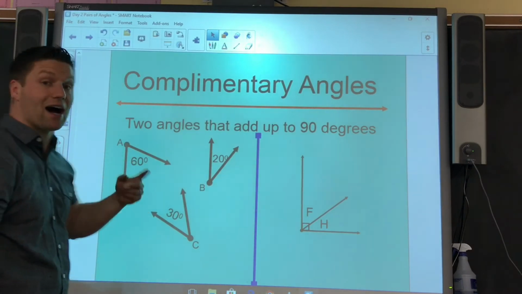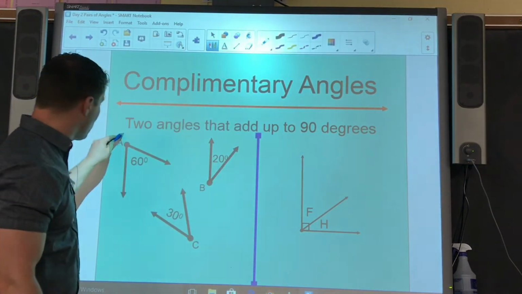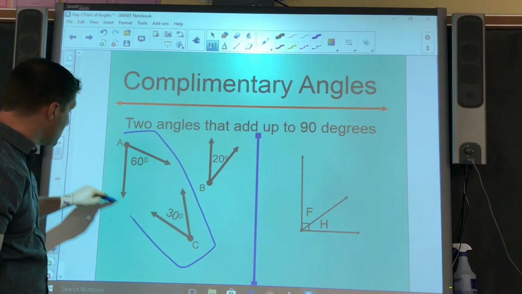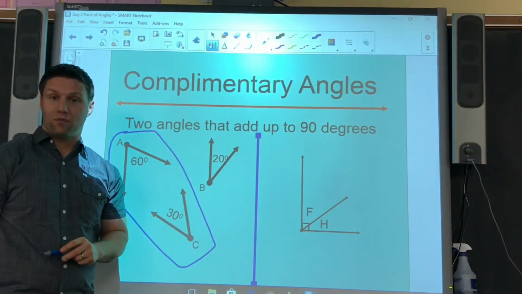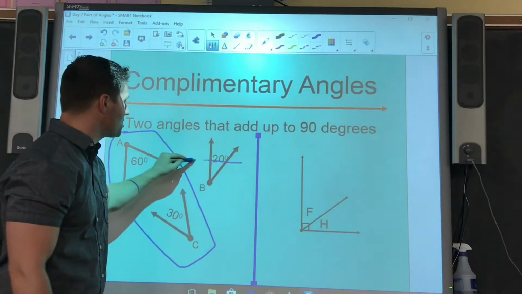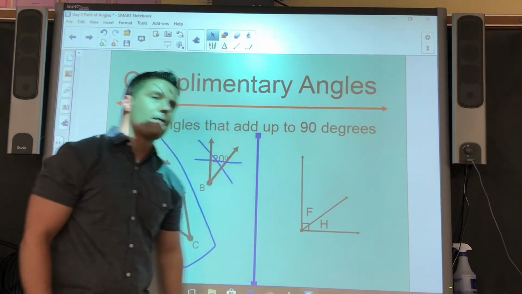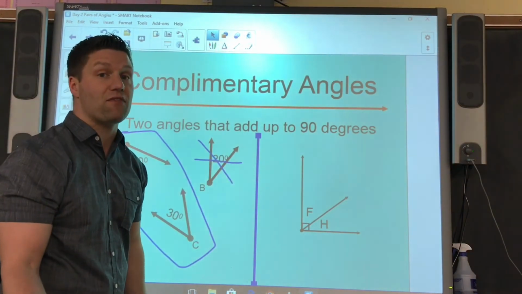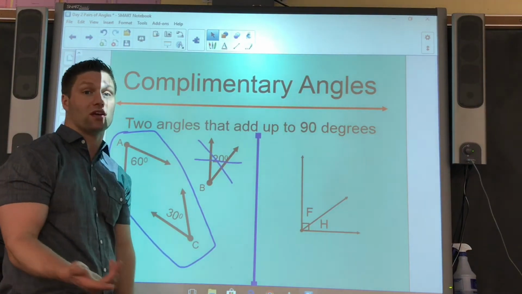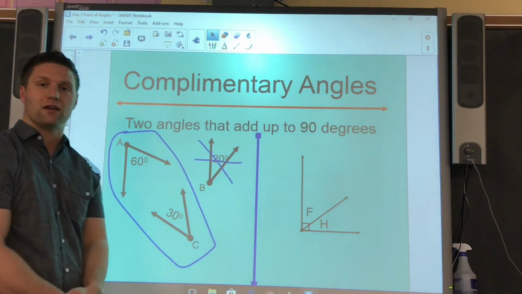60 and 30, that's 90. Therefore, A and C are complementary angles, okay? A and C are complementary angles. Angle B, or 20 degrees, would need an angle that was 70. 20 plus 70 would give us 90 to make it complementary, okay?